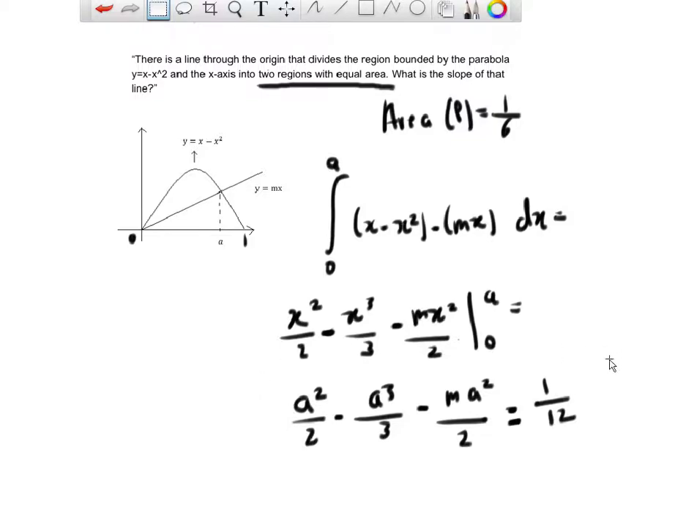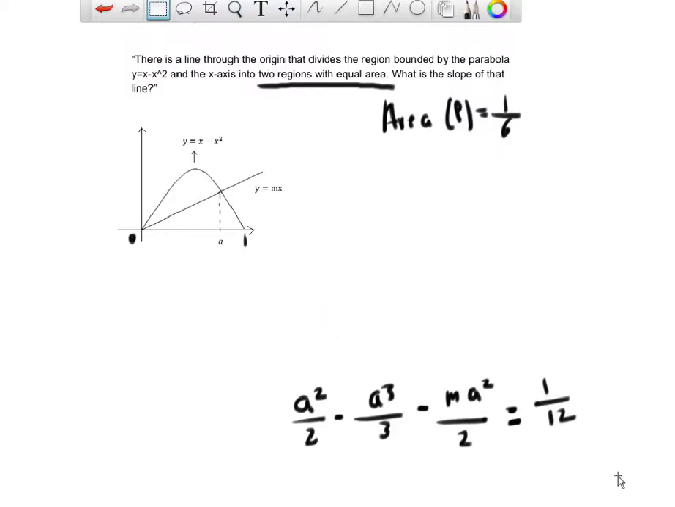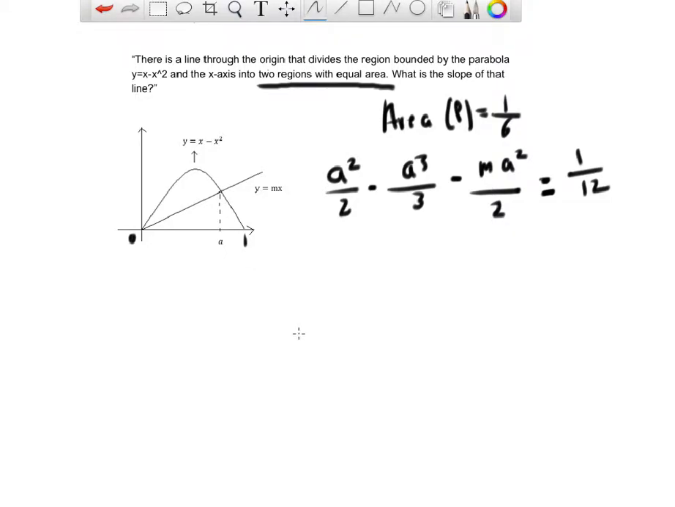So let's clean this board up a little bit. And I'm going to put this equation up there because we're going to have to use it later. Okay, so here's an interesting thing, right? We're looking for the slope of the line which intersects the parabola, which is m. We're trying to find m. Here we have two variables and one equation. If we can somehow relate a to m, we can solve it for m, because that would be one equation, one variable. So how do we relate m to a?